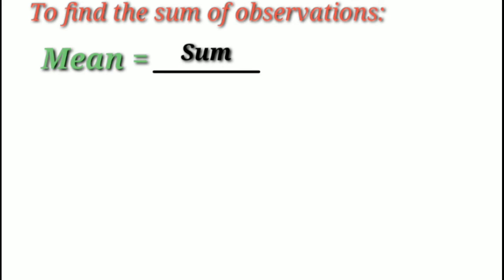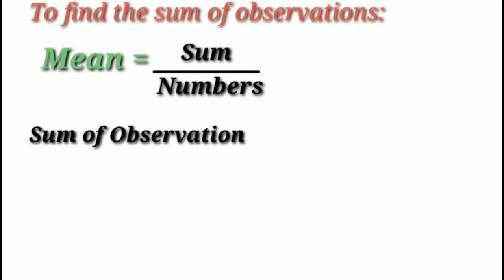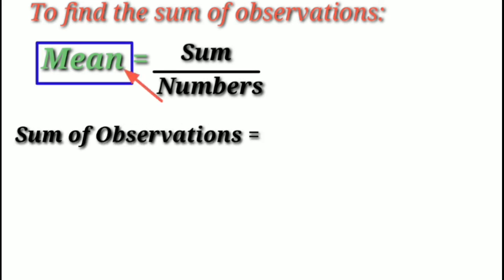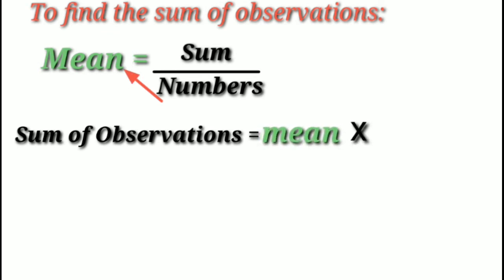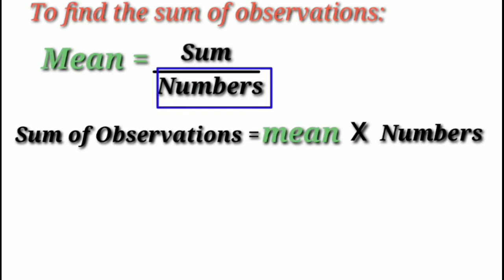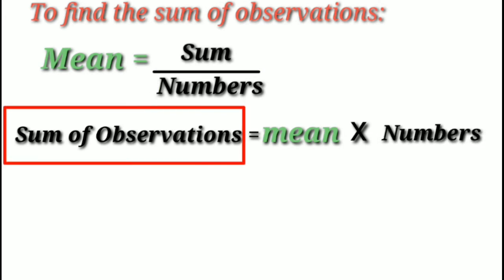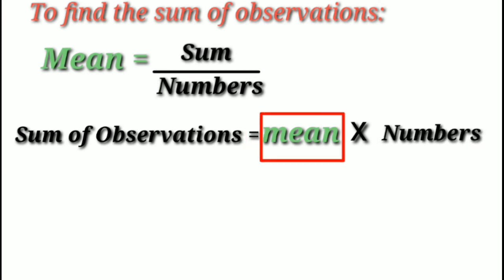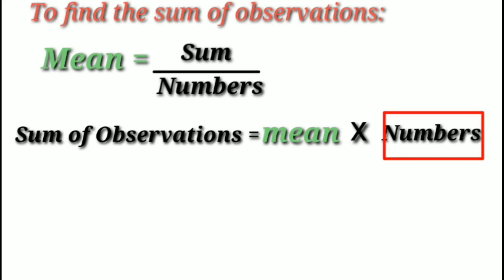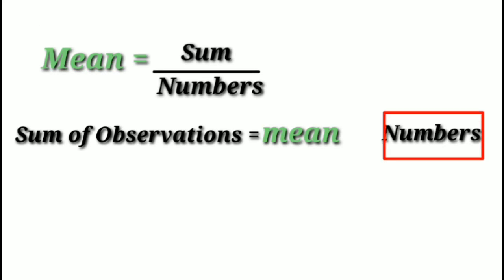Children, as you have learned, mean equals sum of observations upon number of observations. In short, sum upon numbers. So if we cross multiply, we get the sum of observations. Sum of observations equals mean into number of observations. So what is sum of observations? Product of mean and number of observations. To understand this, let's see an example of exercise 1C.